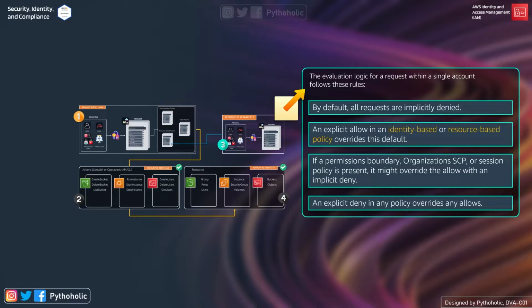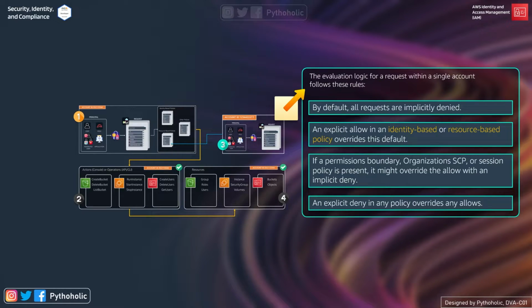Moving on to the next one, an explicit allow in an identity-based or resource-based policy overrides this default. So when you attach a policy that has an explicit or definite allow effect, then and only then you are allowed to access the resource, and thus it overrides the default state of denial. And that is what I already explained: all requests are implicitly denied, but if you add an explicit allow, then and only then the request will be allowed to access the resource.